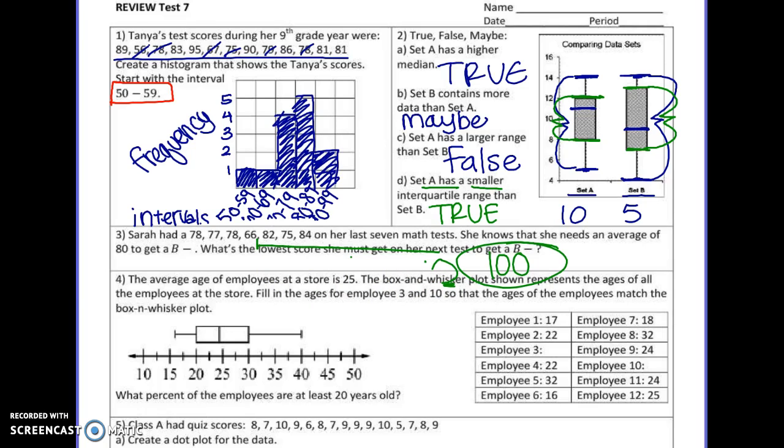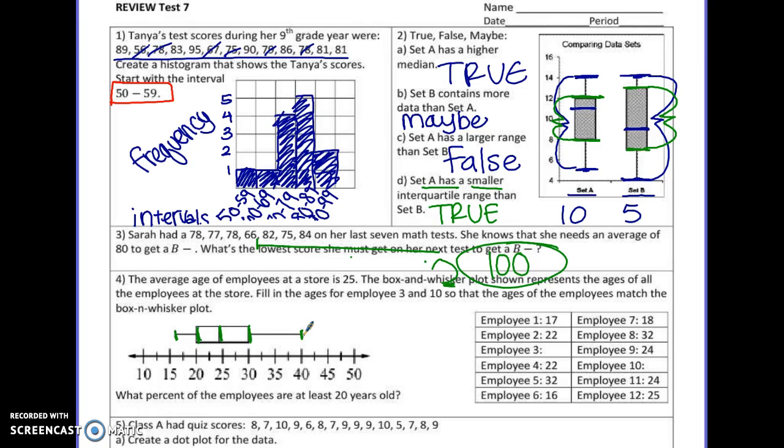Okay, the average age of employees at a store is 25. The box and whisker plot shown represents all the ages of the employees at the store. Fill in the ages for the employees 3 and 10 so that the ages match the box and whisker. So we first need to see what are these numbers in our box and whisker, because we need to match it to that.